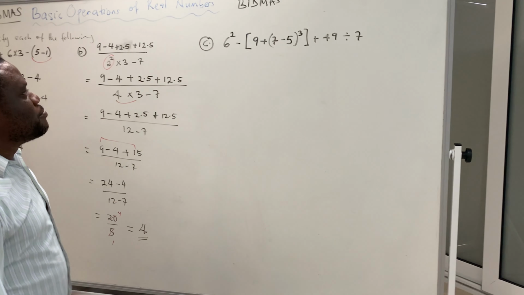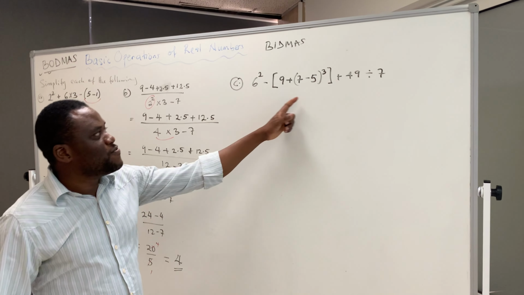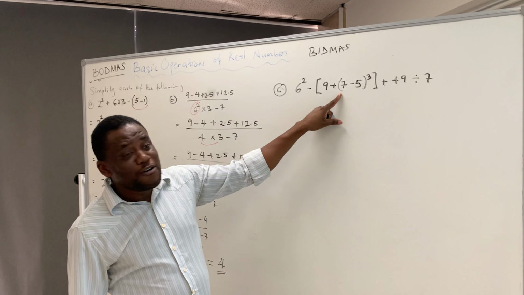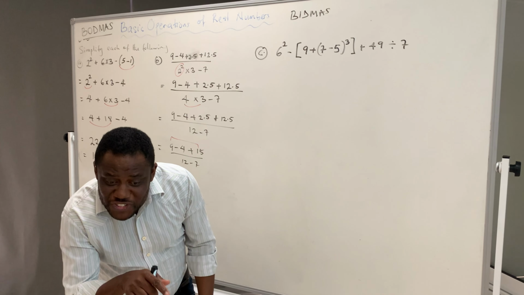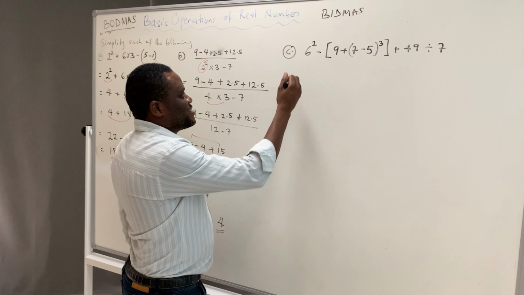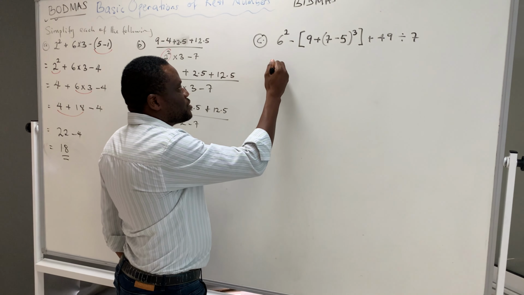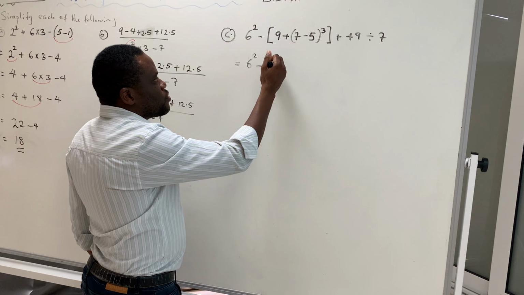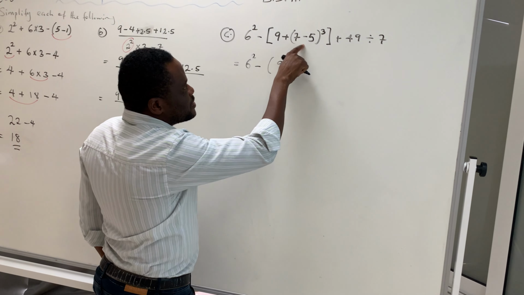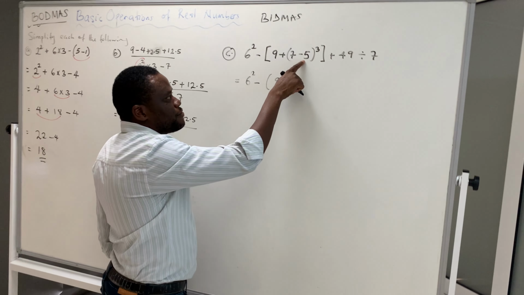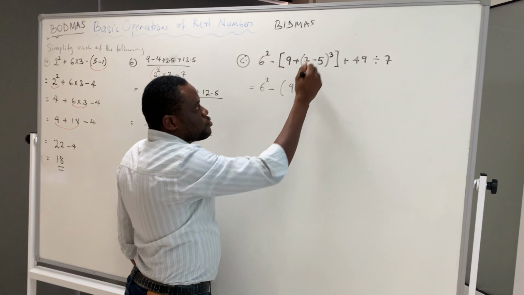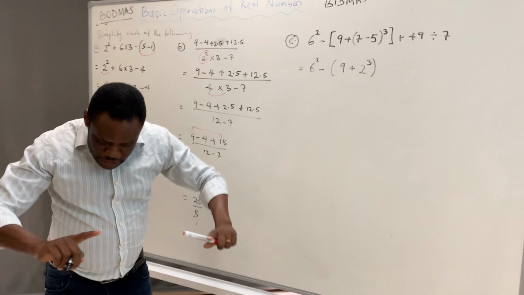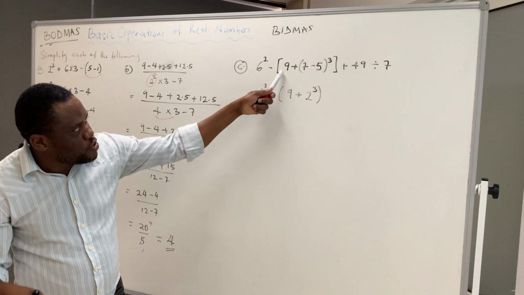Again, brackets, the parentheses. Now we have two different types of parentheses here. We have outer parentheses and we have inner parentheses. You have to go inside first. So 6 squared, we have no business for now. So we have 9 plus inside 7 minus 5. That is 2 squared. You see? Parentheses. Deal with it first. The one inside first before you do the one outside.